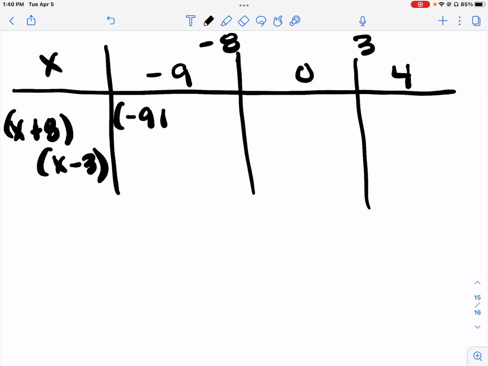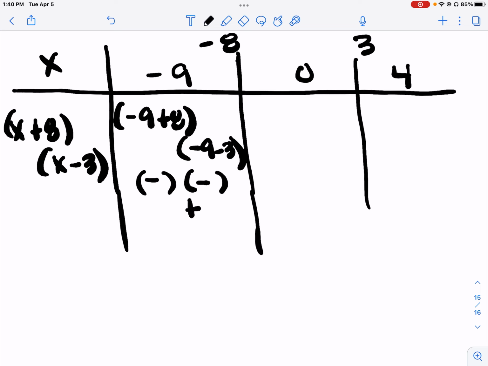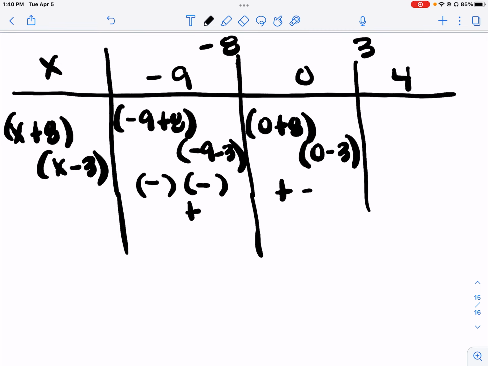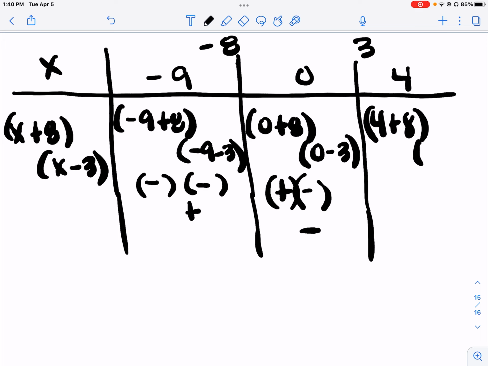Okay, so I have negative 9 plus 8 times negative 9 minus 3, which would be a negative times a negative is a positive. Okay, 0 plus 8 times 0 minus 3, I'm plugging in for x, would be a positive times a negative is a negative. Plug in 4 plus 8 times 4 minus 3, which would be a positive times a positive.